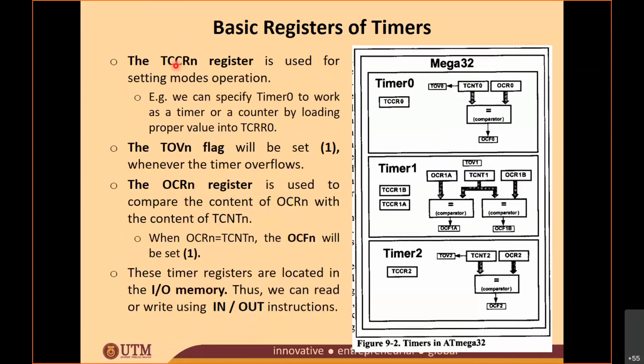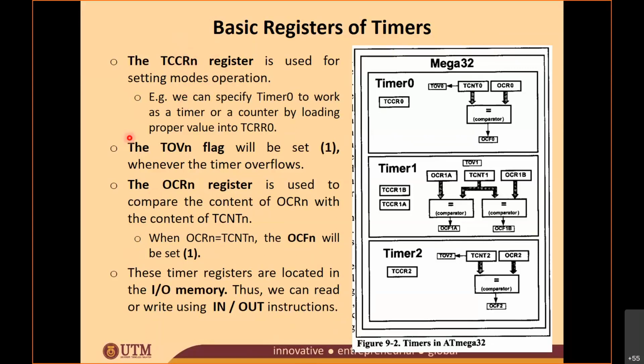Then next, we have the TCCR register. The TCCR register is used for setting the mode of operation. Whatever settings you need, you do inside this TCCR register. For example, if you're going to use the overflow method, you need to set it inside this TCCR. If you're going to use a prescaler, then you need to set it inside this TCCR as well.